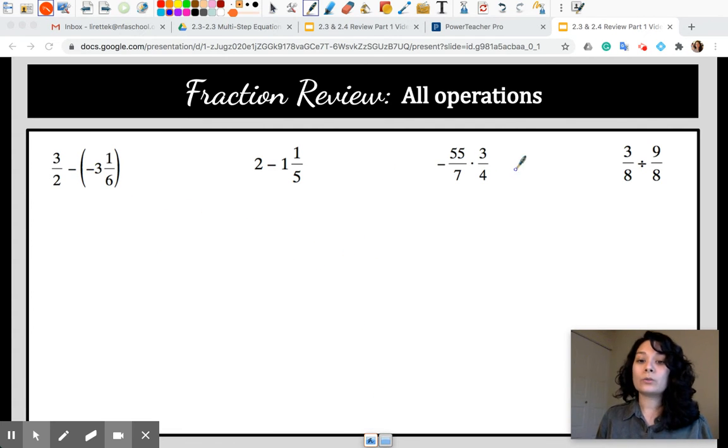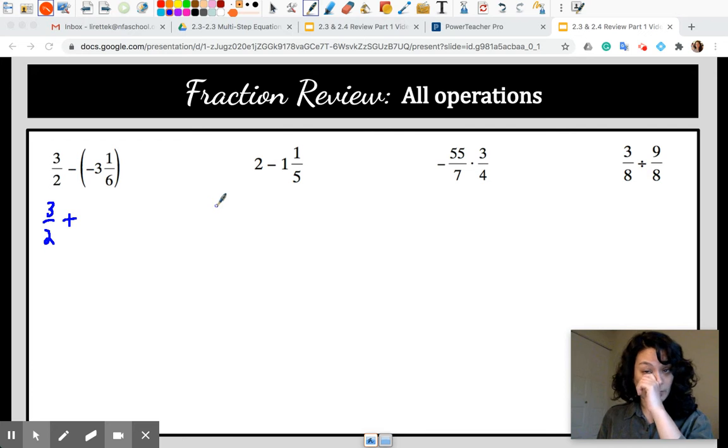So we've got all sorts of operations here. Take a moment to copy these examples in your notebook, and I will guide you through. Okay, so for the first one, right off the bat, I'm noticing some double negatives. Hopefully you know that when you've got double negatives, that's the same thing as a positive.